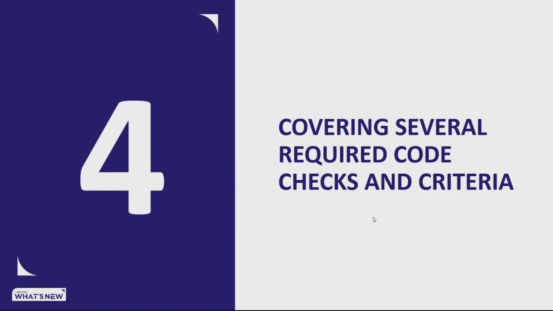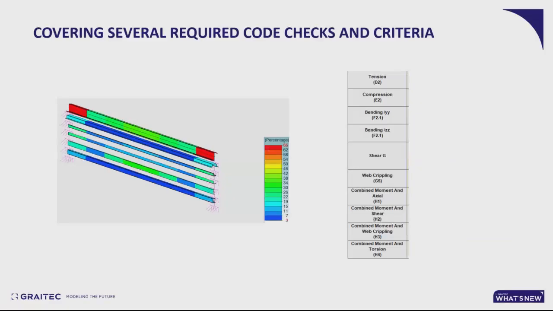What kind of code checks and criteria do we have for cold form sections in Advanced Design? You can see it here. I have added a screenshot of the design load ratio for different sections that I have in this model. As you see, it will work similar to hot rolled sections. You will see the workload ratio as a percentage here, and as a color code based on different parts of your section.